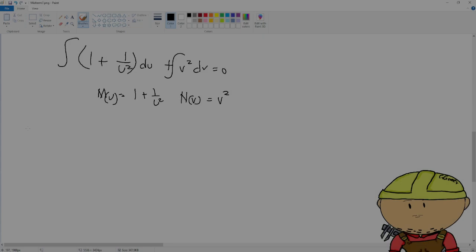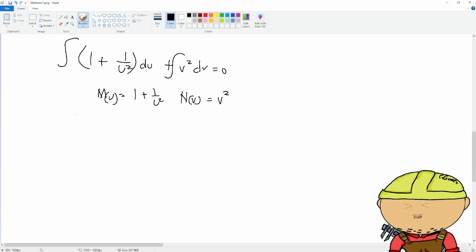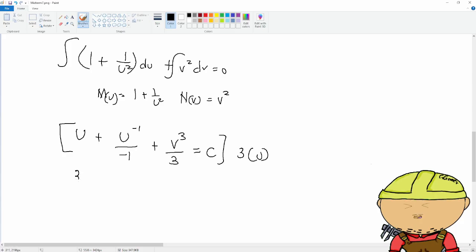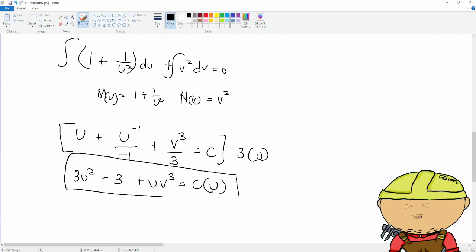Okay? So integrating our equation, that will become u plus u to the negative 1 divided by negative 1 plus v cubed over 3 is equal to c. Simplify it first. We multiply by 3u. That will become 3u squared minus 3 plus uv cubed is equal to cu. Okay? And this is now our general solution.